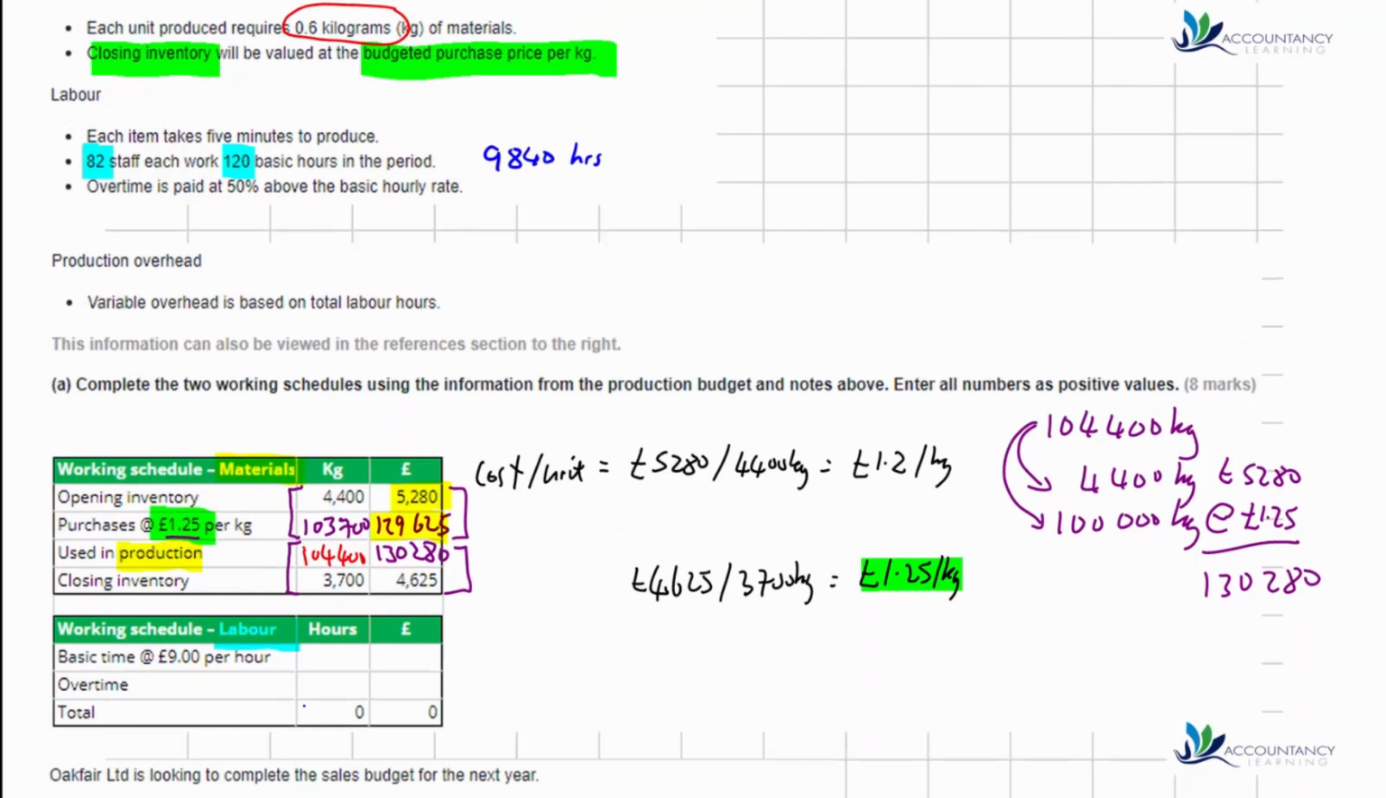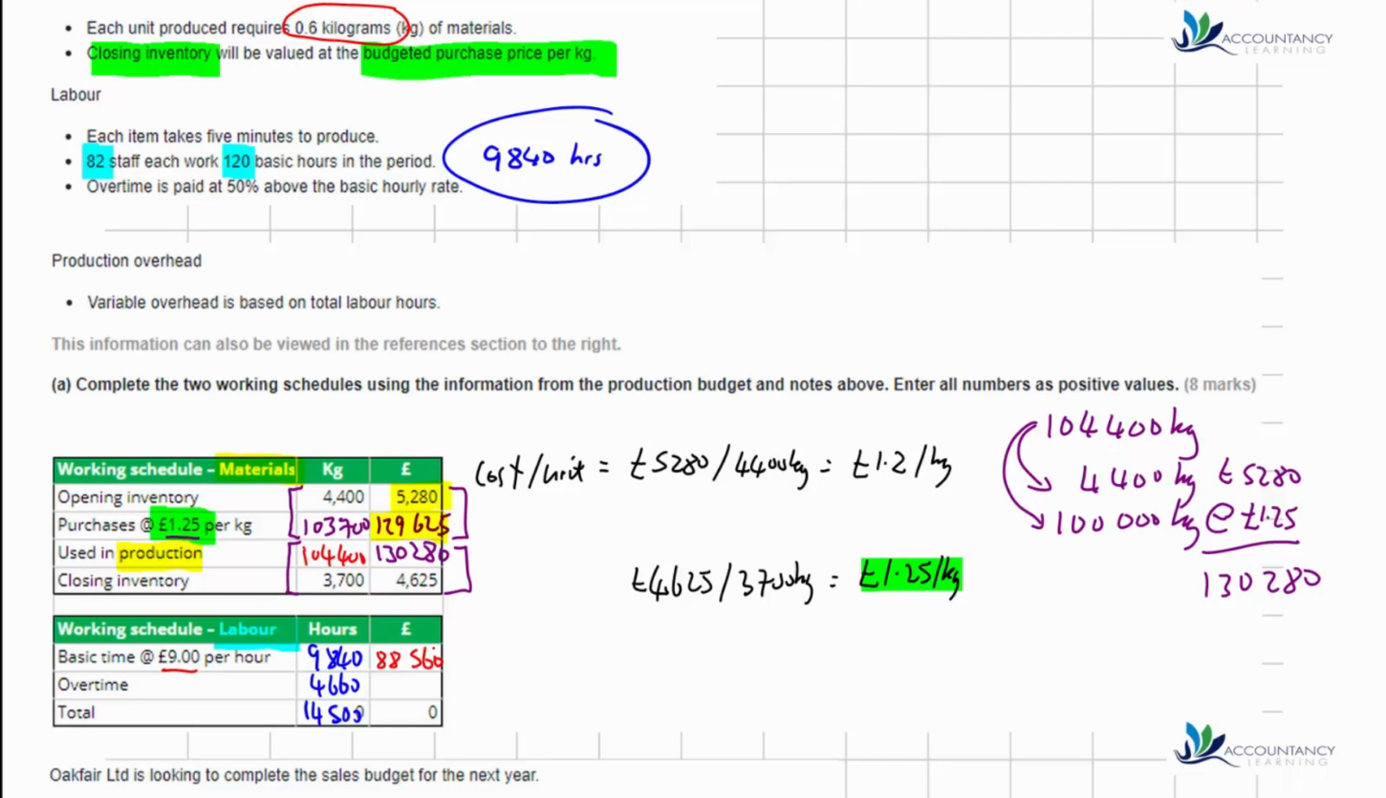So the total hours needed is 14,500. Now that's bigger than the number of hours available for our basic pay. So that means we're going to consume all of the 9,840 hours, and therefore the difference of 4,660 will be paid as overtime. So for the basic time, for the 9,840, we need to multiply that by the £9 because we pay £9 per hour, and that's going to give us a basic labour cost of 88,560.